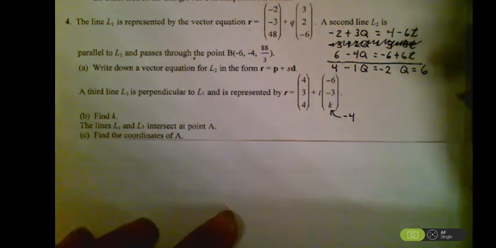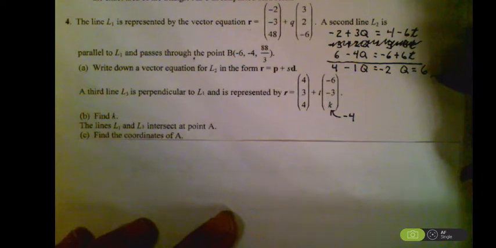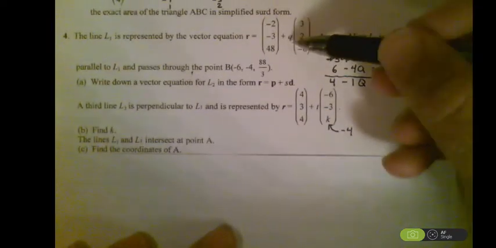Of course, I could plug that back in to get my value for t if they asked me to, but they did not ask that. They just wanted the coordinates of point A. So I can take my value for q, and I can now plug it back in for Q in order to get point A.